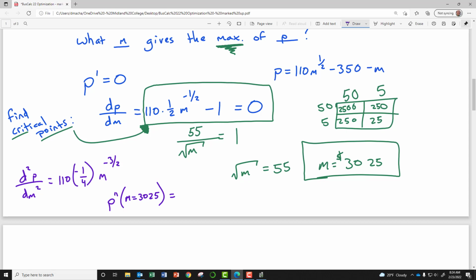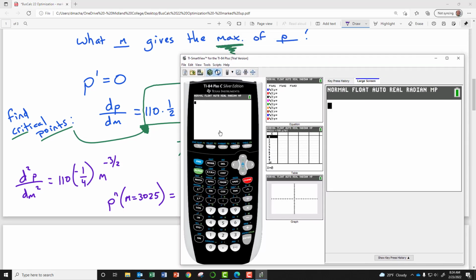That means we actually want the second derivative to be negative. And let's just double check and make sure my second derivative is negative, and that's going to be 110 times -1/4 times m, which is now 3025 at the critical point, to the power, open parentheses, -3/2. And so this is a really, really small number, but it is negative. Notice this. So even though it's a very small number, it is a negative number. And so that tells me that we are concave down there.